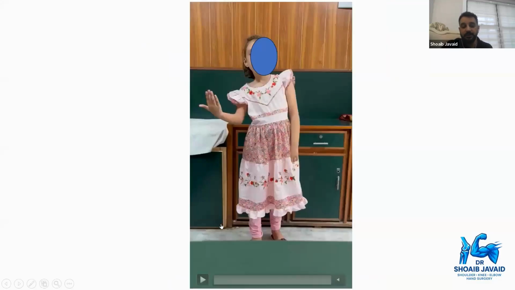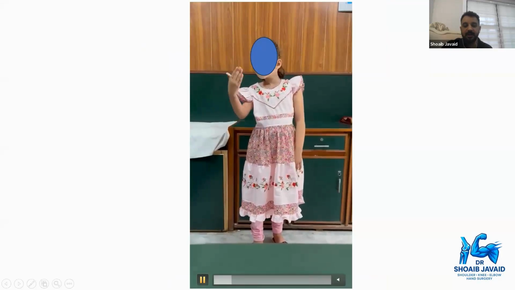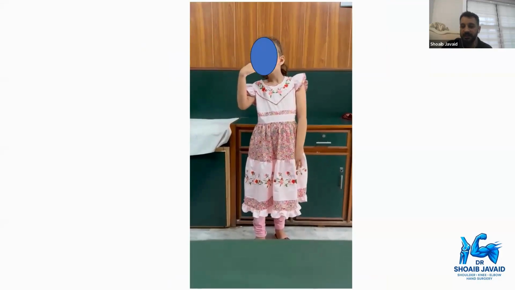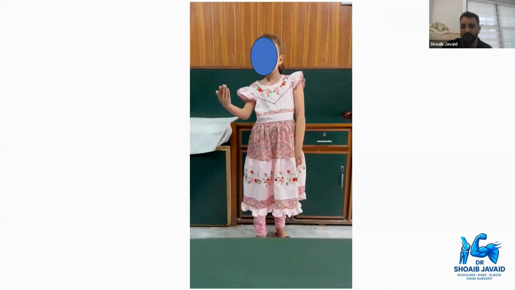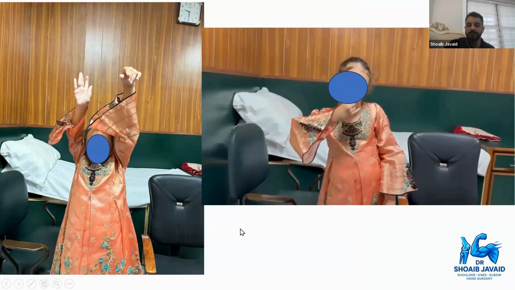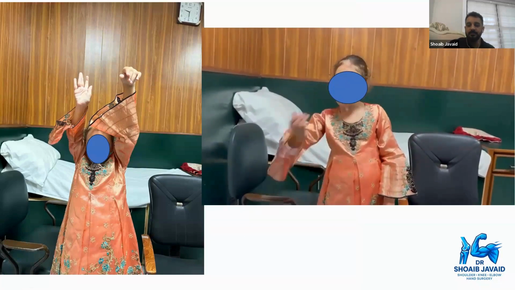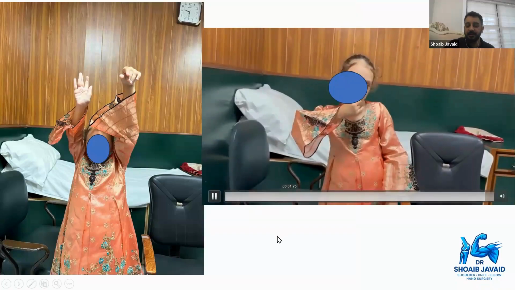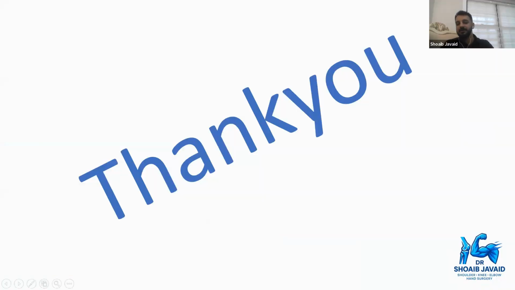And I would like to show you this video. This is the video at exactly 6 weeks when I removed the splint. The patient can bring his arm to his mouth there and then without any physiotherapy. So this is the patient after 2 months. You can see she can easily bring her hand to the mouth. Thank you.